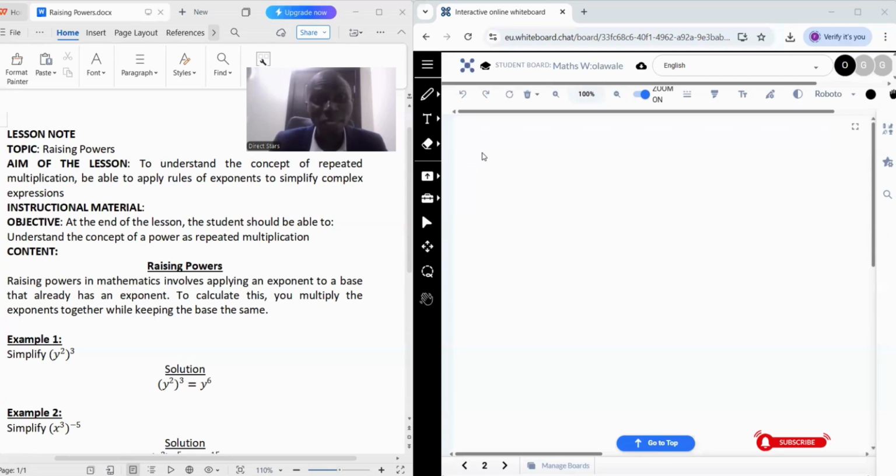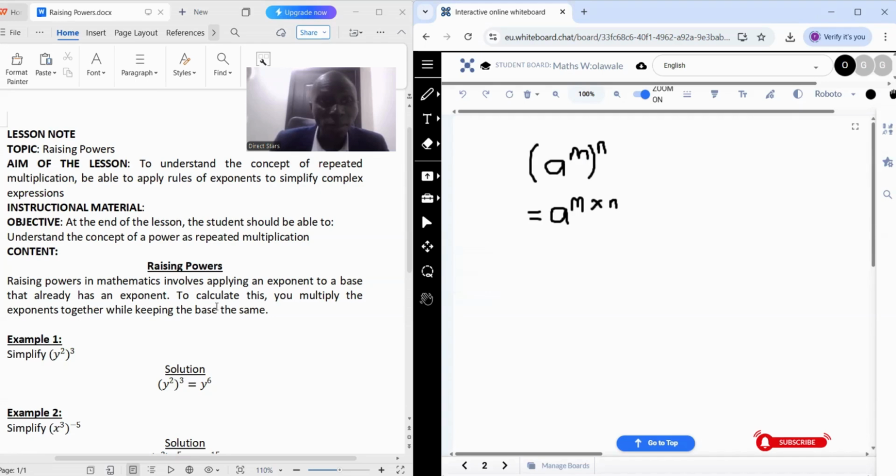Now, raising powers in mathematics involves applying an exponent to a base that already has an exponent. To calculate this, you multiply the exponents together while keeping the base the same. So for instance, if we have a to the power m, where a is the base and m is the power, raising this to another power n, we can have this to be equal to a, and we are just going to multiply the powers. That's m times n.